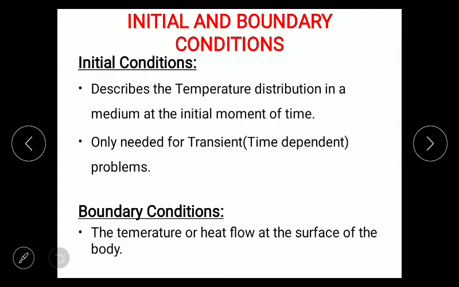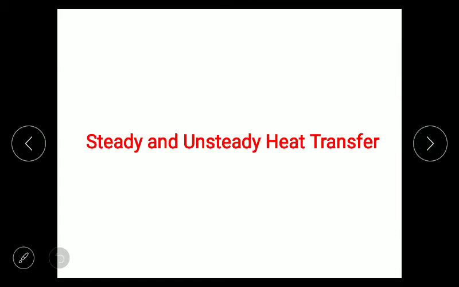This is about initial and boundary conditions. We are going to learn how to use the initial and boundary conditions in order to solve the differential equations in the next videos. For now, the details are these: the initial conditions give us the temperature details at the beginning of the process. The boundary conditions give us the temperature details at the surface of the body or the system through which heat transfer takes place. Right? Moving on, the next topic is steady and unsteady or transient heat transfer.